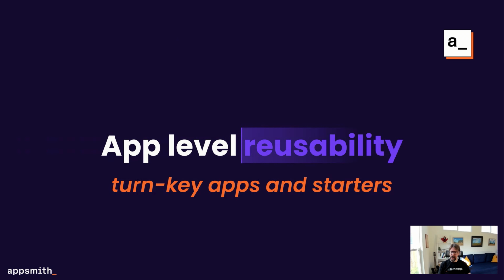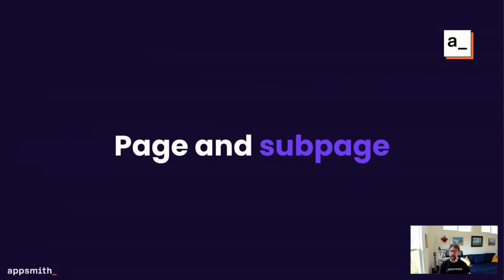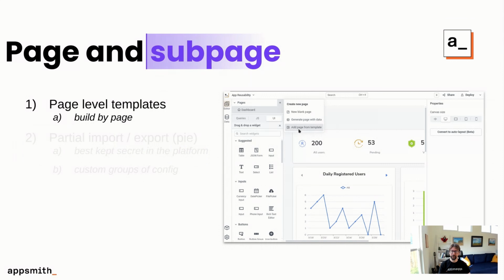So we've seen that app level reusability is baked right in. You've got turnkey apps and you've got some really high level starters. This means that you can move very quickly and you can start with a full-fledged application right out of the gate. But what happens when you want to go below the full app? Let's talk about that at the page and the subpage level.